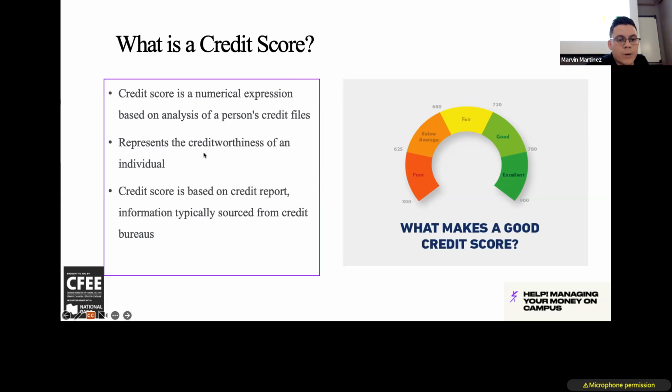So it's a numerical expression. It depends on your late payments and the number of requests you make to a bank, not to Equifax or TransUnion.